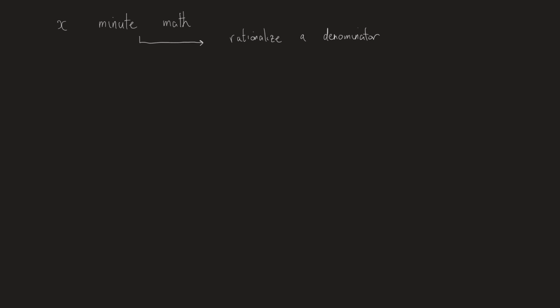In this video of X Minute Math, we're going to talk about how to rationalize the denominator of a fraction that looks a little bit more involved than we saw in a previous video on this topic. In particular, we're going to be looking at fractions where the numerator is something and the denominator is something else plus the square root of something else.